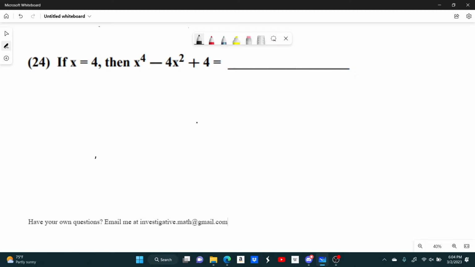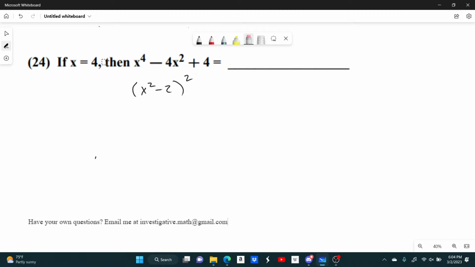So if x equals 4, then x to the 4th minus 4x squared plus 4 equals what? So obviously you could just plug this in. But an alternative way is to realize that this is actually a perfect square. This is actually x squared minus 2 squared. Notice if you FOIL this out, you get x to the 4th minus 4x squared plus 4, right? And so you can use that to simplify this a little bit.